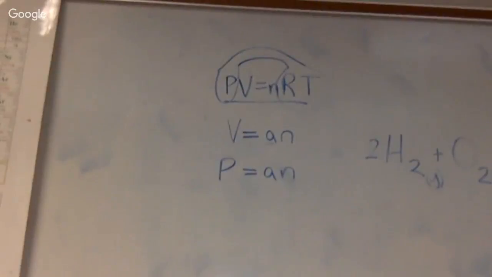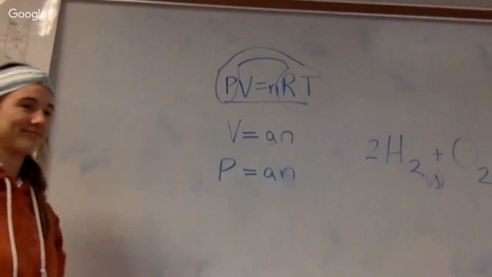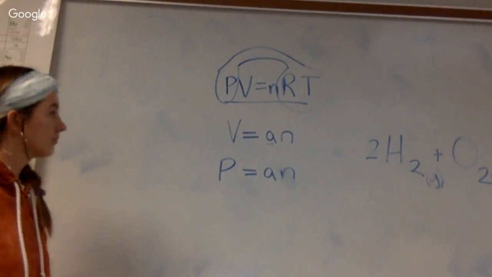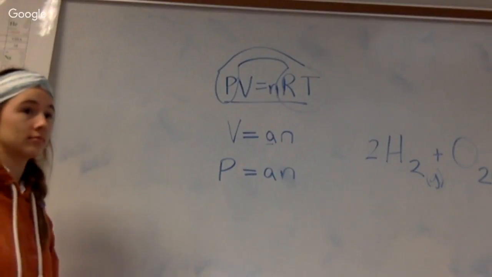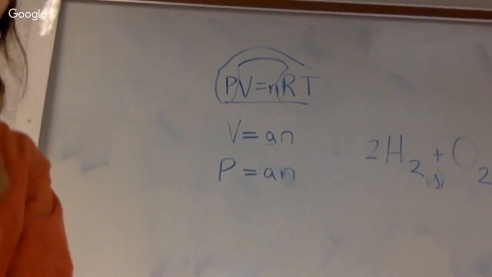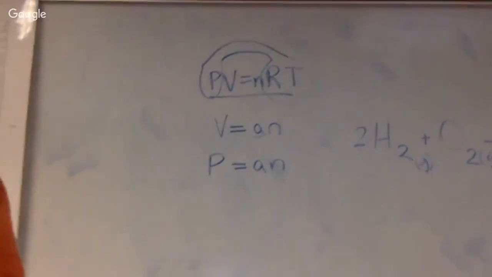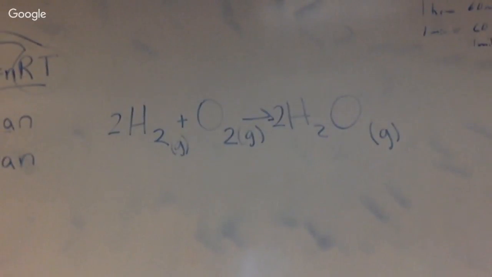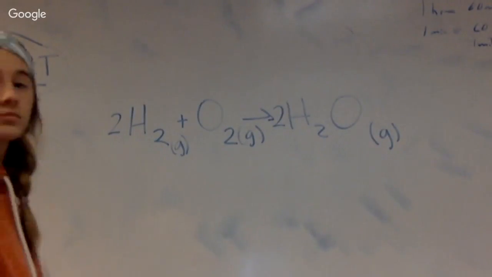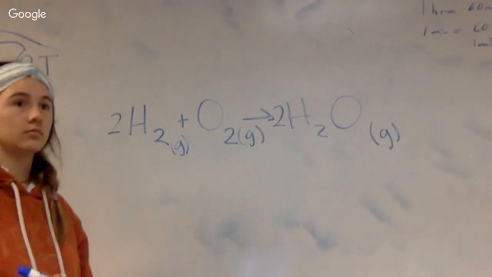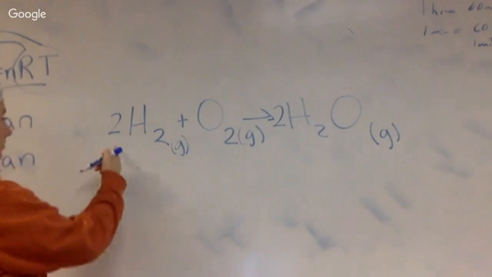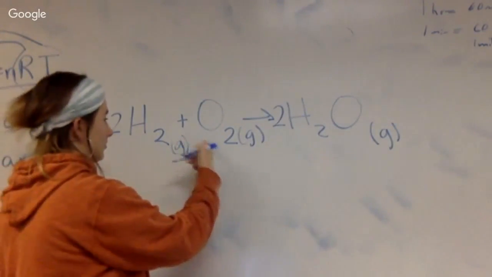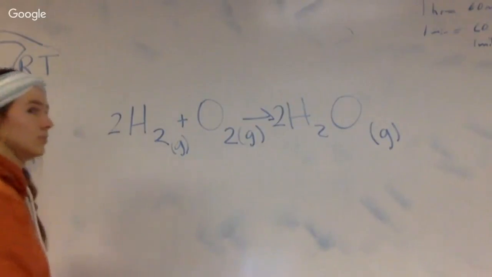Okay, see that V equals AN? That means that the volume is directly proportional to the moles. So if everything else is held constant, that includes the pressure and the temperature and obviously the R, then instead of reading my equation in terms of moles, I can read that equation in terms of any unit of volume I want to. So what I could say is, for every 2 liters of H2 that react with 1 liter of oxygen, I'm going to get 2 liters of H2O.